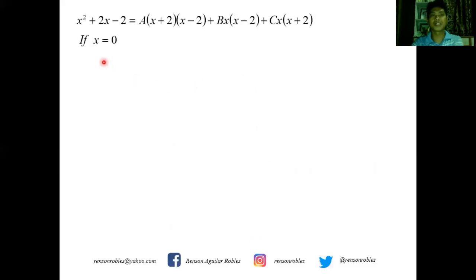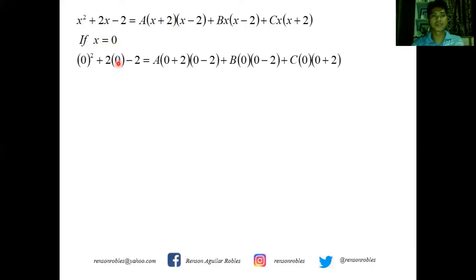All right, so again, if x equals 0, what we only need to do is to replace all x's here by 0. So we have this equation. And you notice that since this is 0, this term will become 0, and also this term will become 0, leaving us with negative 2 on the left side, and you just multiply this 2, that's negative 4A, leading us with A equals negative 2 over negative 4, and therefore we have A equals 1/2.